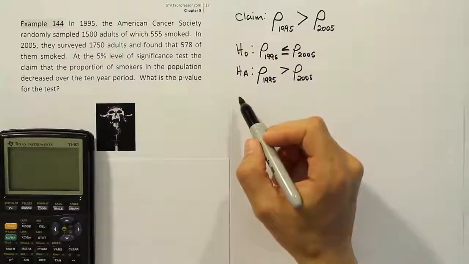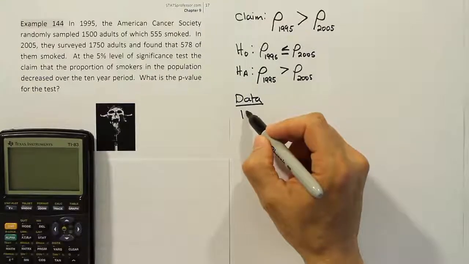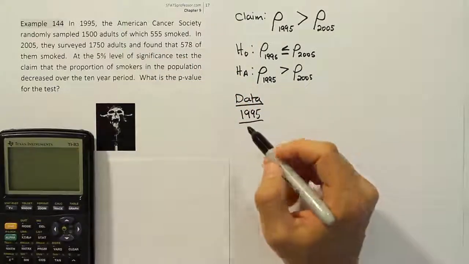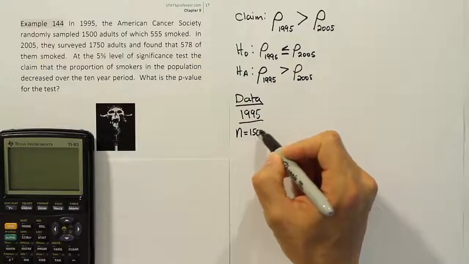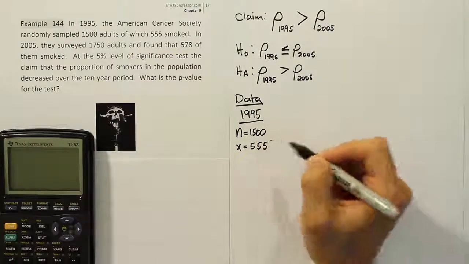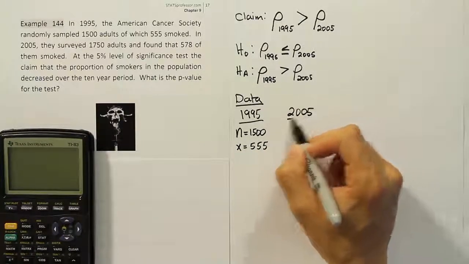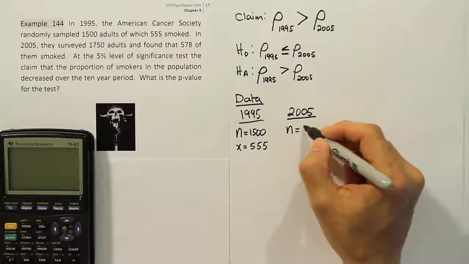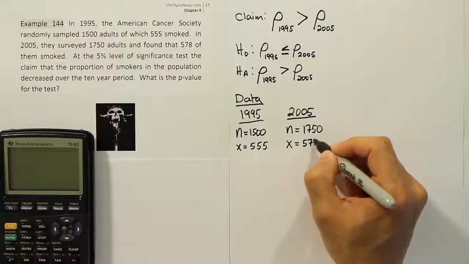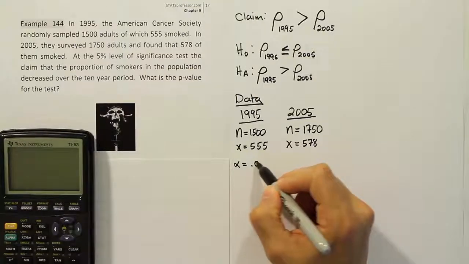Now from there, we're going to collect the data. And we want to be consistent. Again, if we use 95 first in our claim, we're going to use 1995 first in our data listing. So it says in 1995, they randomly sampled 1,500 adults, and 555 of those adults smoked. And then in 2005, they randomly sampled 1,750 adults, and 578 of those smoked at that time. They tell us the alpha level is 0.05.